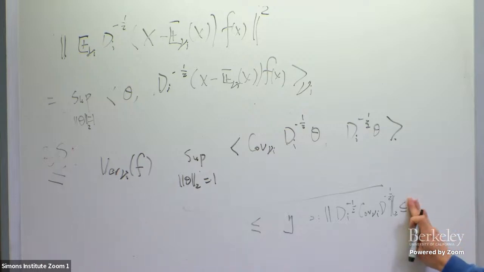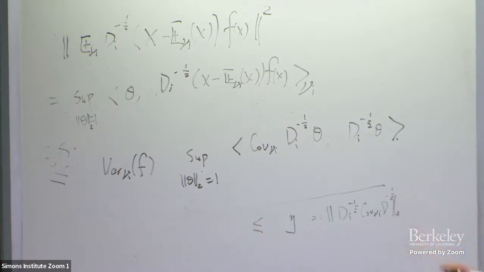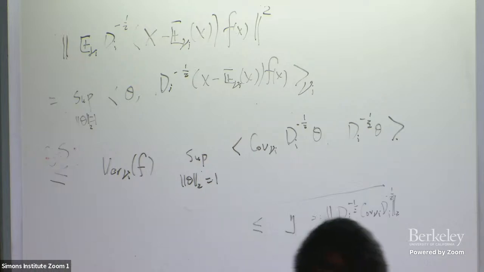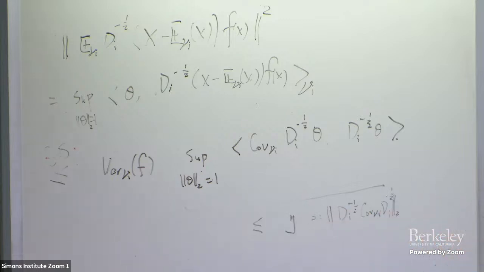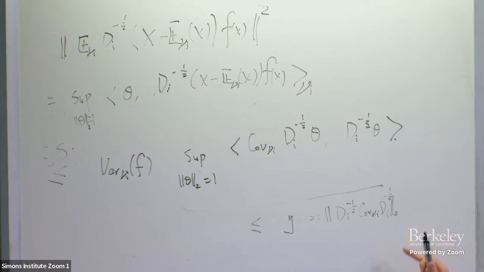So Di is the diagonal of the covariance matrix. You just need the diagonal. The diagonal inverse times the covariance matrix needs to be bounded, and this is exactly the spectral independence condition.